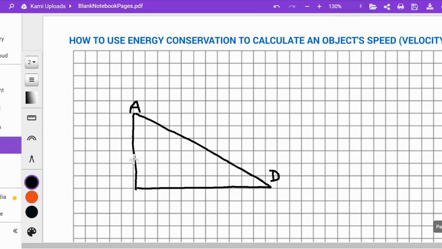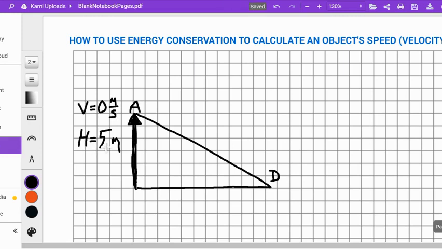First of all, how high is point A? In my triangle, I'm going to highlight this height, and I'm going to make up a number here. Let's say that it starts moving from a height of 5 meters. I'm also going to say at point A that the object starts at rest. So that means its speed or velocity is equal to 0 meters per second.